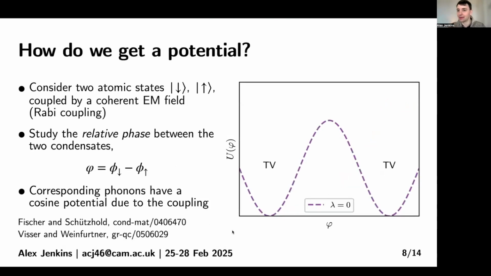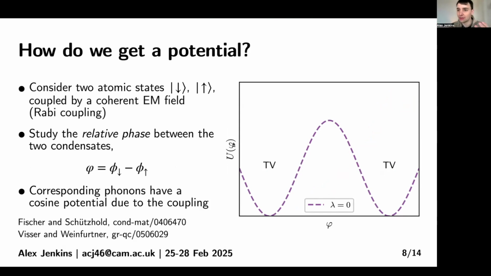So the next step is to go from having what looks like a massless relativistic field to having a massive one, so one with a potential. And the easiest way to do this is to, rather than having a single atomic condensate, a single cloud of atoms, have two clouds of atoms and couple them together. We get them to talk to each other.